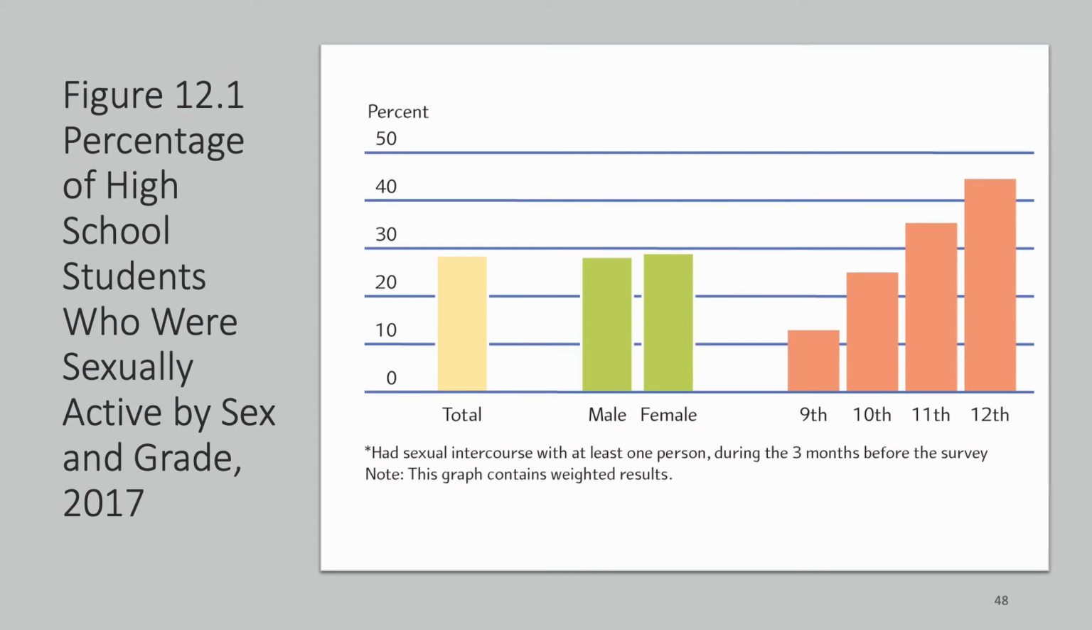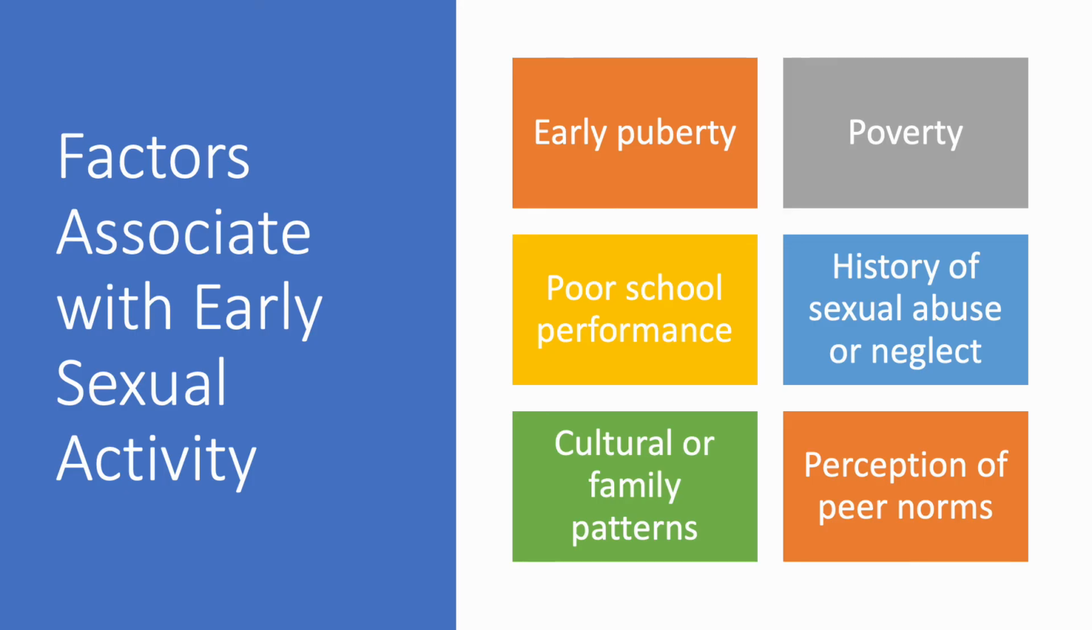This figure in your book, 12.1, shows you the percentage of high school students who were sexually active by sex and grade. Again, you will notice males and females are about the same, but you will notice the rate of sexual activity increases with each grade. This is not at all surprising. Some of the factors that are associated with early sexual activity include early puberty, poverty, poor school performance, history of sexual abuse or neglect, cultural or family patterns, and perceptions of peer norms. In other words, this is largely about your environment and a little bit about genetics being early puberty.